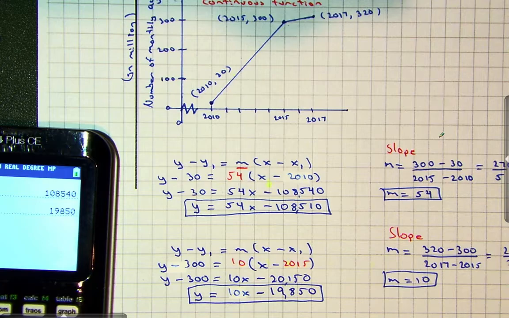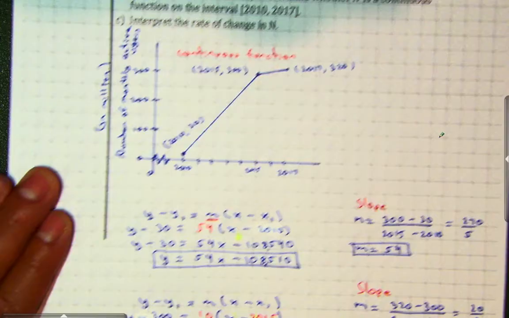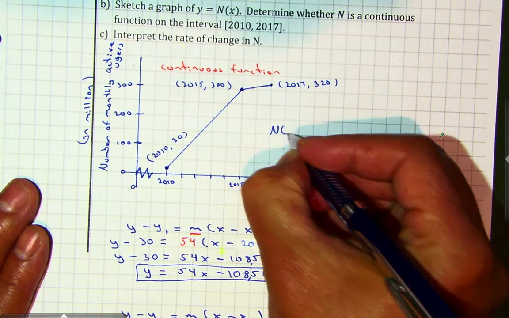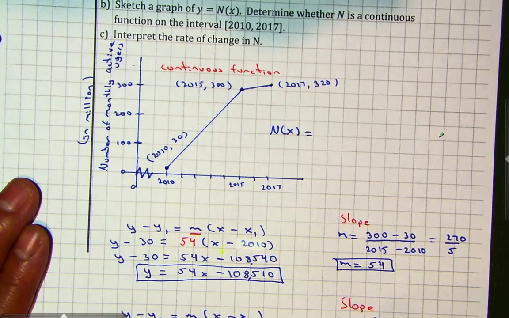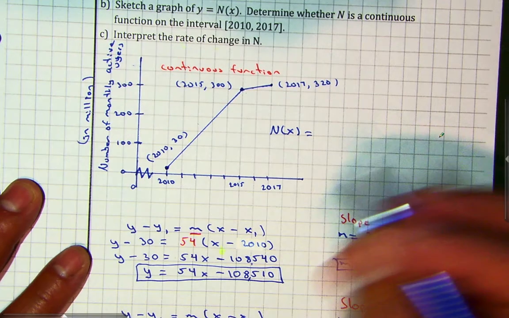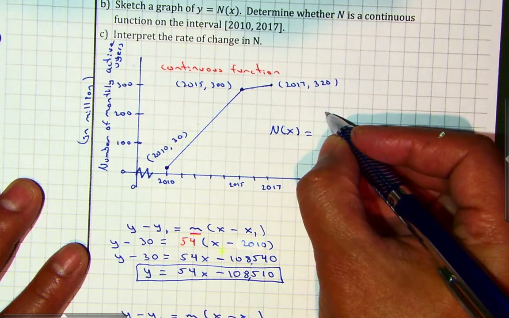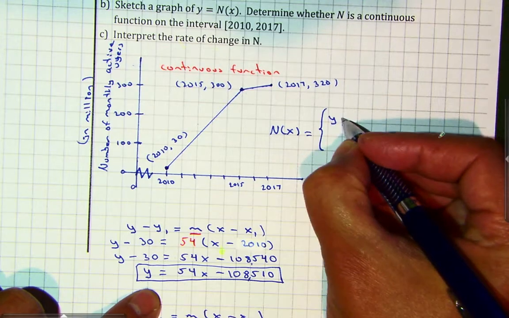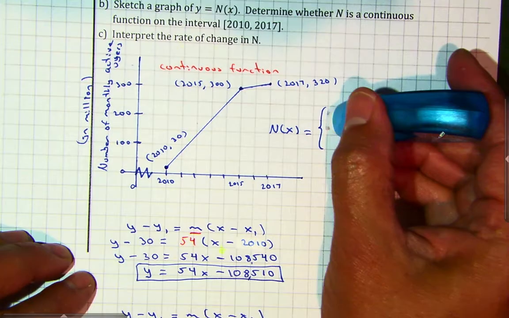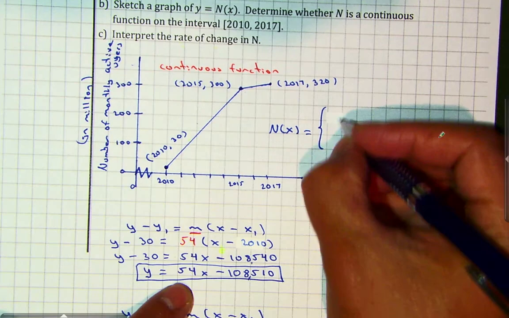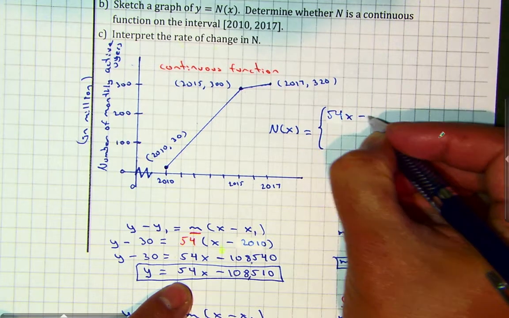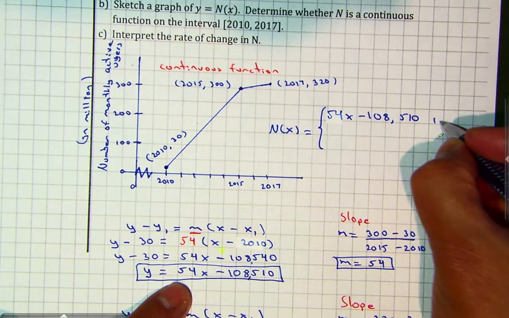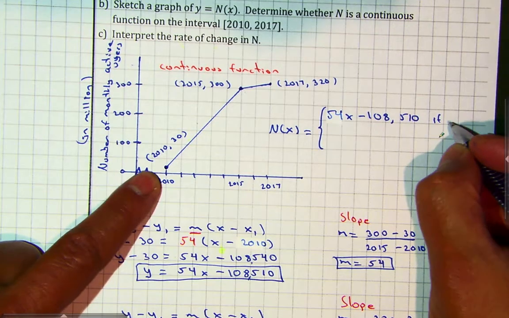And now we can write down our function. They want us to build our piecewise function. They want us to write it in terms of n of x. So let's write down n of x is equal to the number of monthly active users. We have 2 pieces. Let me just skip a space in between. So the first one will be, well, I don't need y any longer, it's in the equation, which is 54x minus 108,510, when x, if, and then place on the next line.